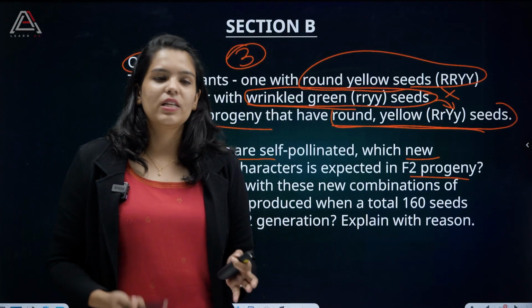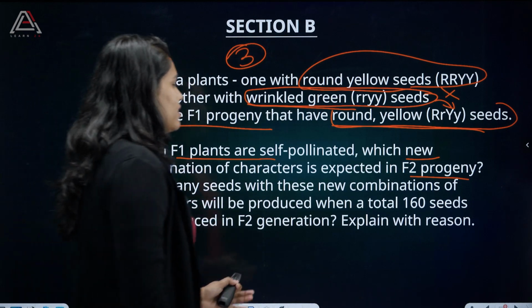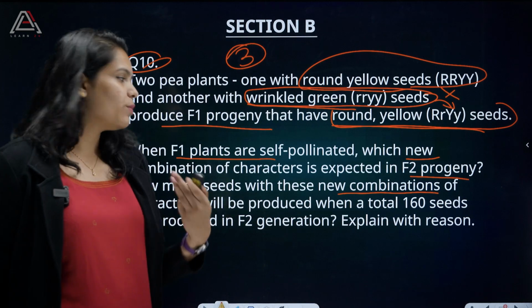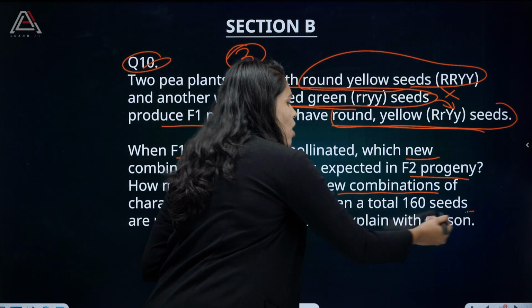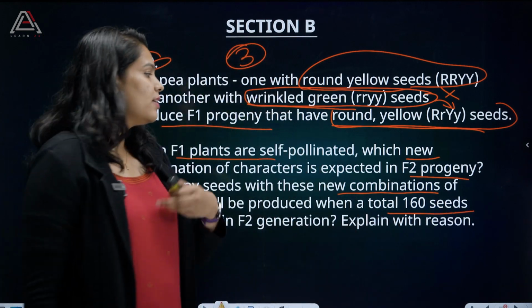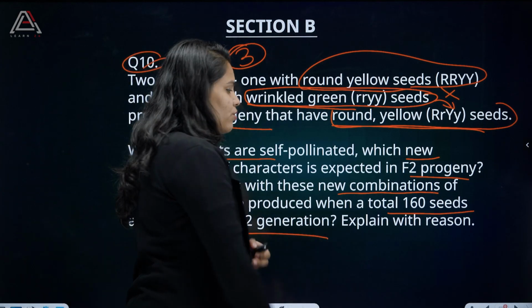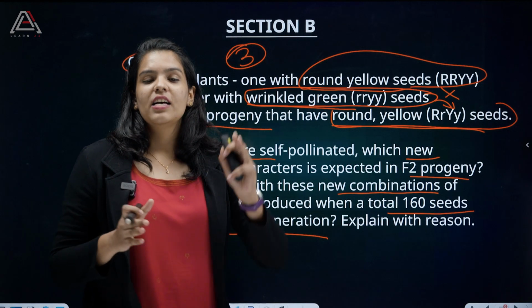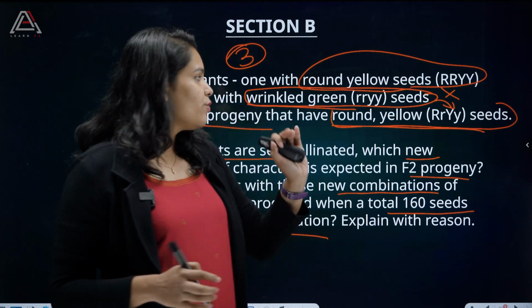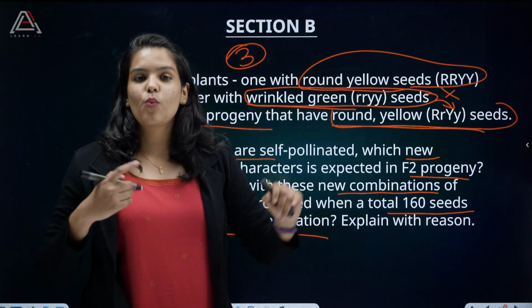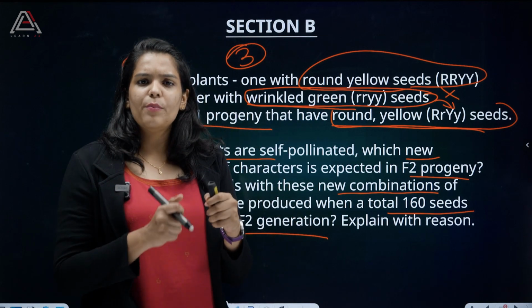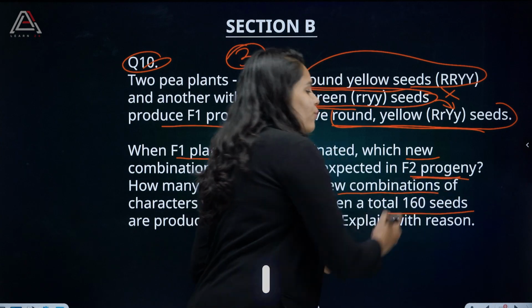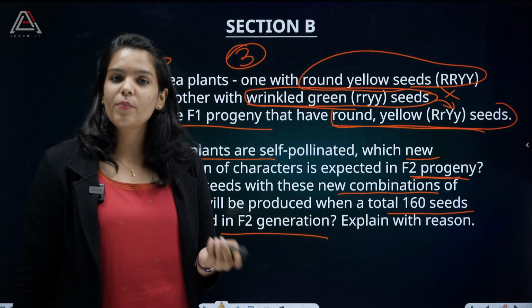Then the next part of the question asks how many seeds with these new combinations of characters will be produced when a total of 160 seeds are produced in the F2 generation. So they are giving a condition where the total number of seeds produced after this cross is 160. Out of them, how many will be produced with a new combination, right?